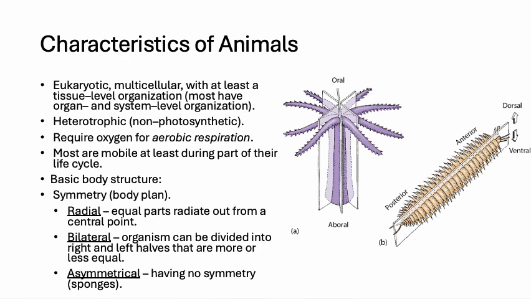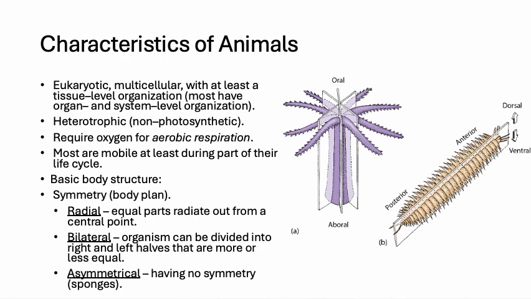So, what makes an animal an animal? All animals are eukaryotic and multicellular, and most go beyond just tissues into having organs and full body systems. Unlike plants, animals are heterotrophic, meaning they can't make their own food, so they need to eat other animals or organisms to survive. Most require oxygen and most move at least at some point in their life cycles. Think of a sponge larva that swims around before settling.